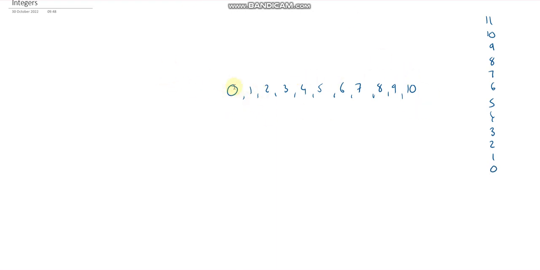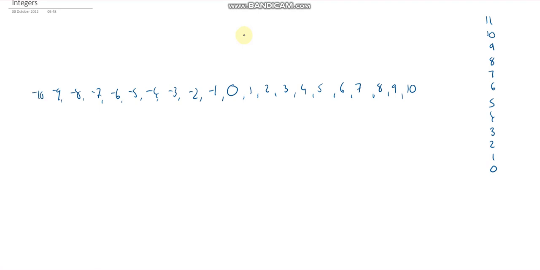And what we're going to do is reflect around the 0. We're going to have the same numbers, but this time they are negative numbers. Negative 3, negative 4, negative 5, negative 6, etc. And that goes all the way on.